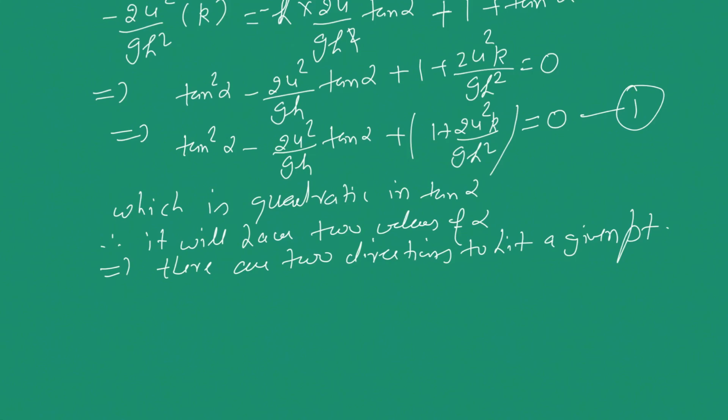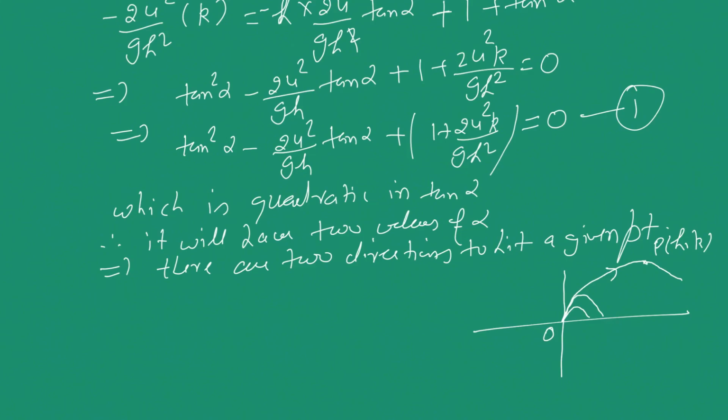Next, in the same article we have to prove that there is some least velocity with which it is to be fired. If we have to hit this particular point P, h comma k, it cannot be thrown with a very small velocity, it will not hit. There is some particular minimum or least velocity with which it has to be fired from this point O so as to hit this particular point.